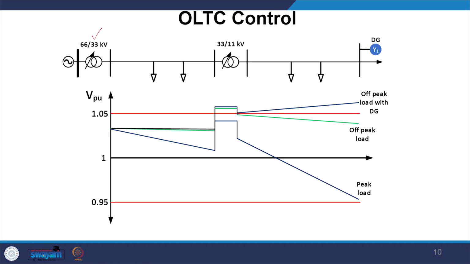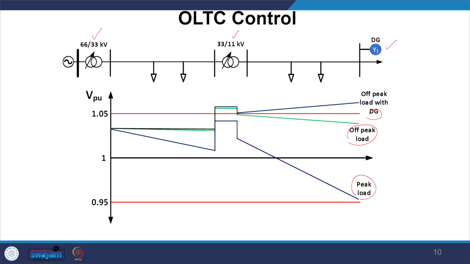Now OLTC control, similar to a 66 by 33 kV substation, then a 33 by 11 kV substation, and finally your load point and a DG connected. And you could see how the voltage profiles are going to change for peak load, off-peak load, load with DGs, and off-peak load with DG. So you can see there are different profiles, and how the voltage profile keeps on changing in a distribution system.